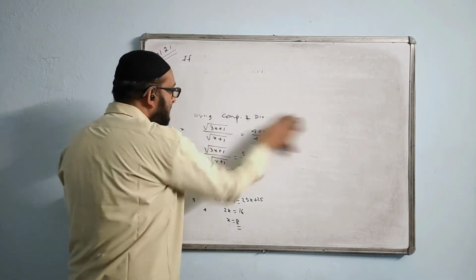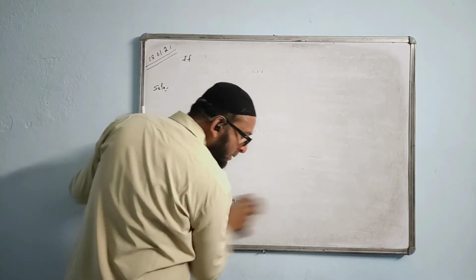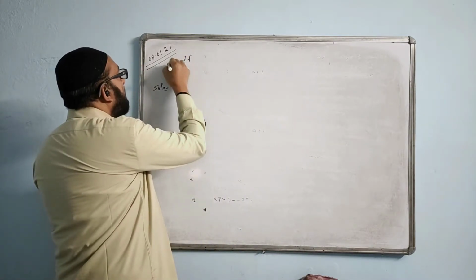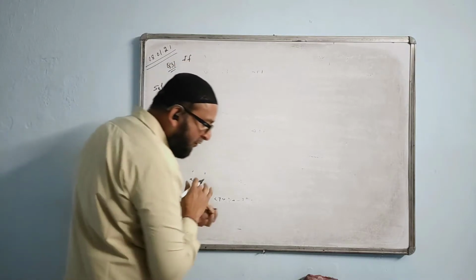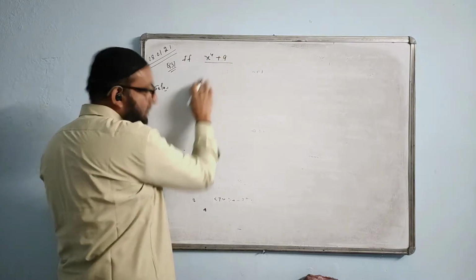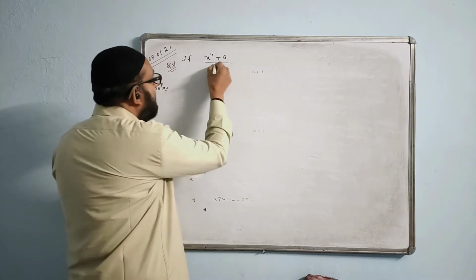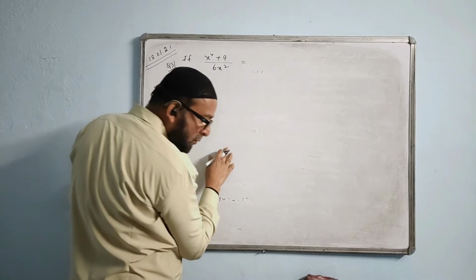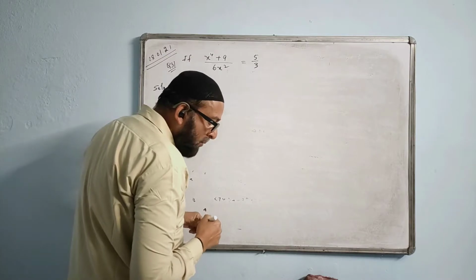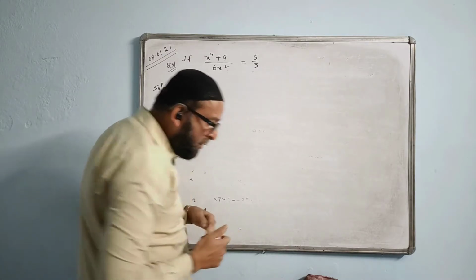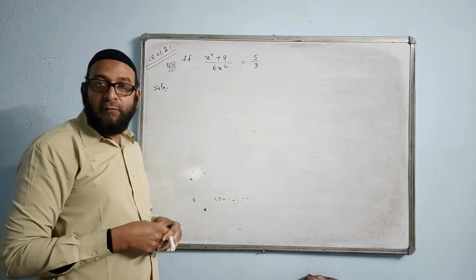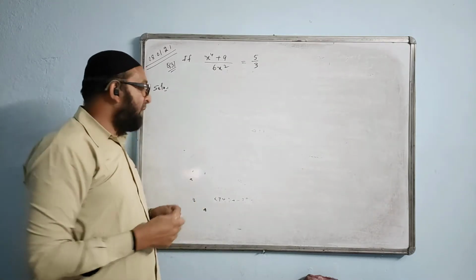Next question is question number 31. Question says if (x to the power 4 plus 9) by 6x square is equal to 5 by 3, using the properties of proportion solve for x. They say using the properties of proportion solve for x. You have to find the value of x using the properties of proportion.